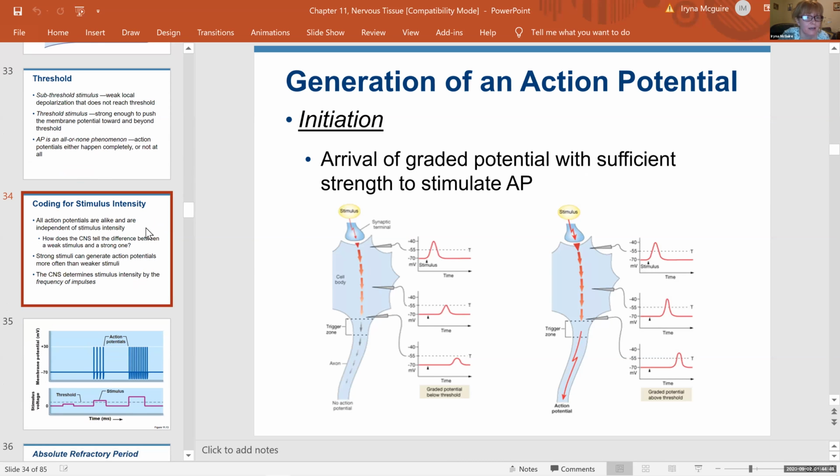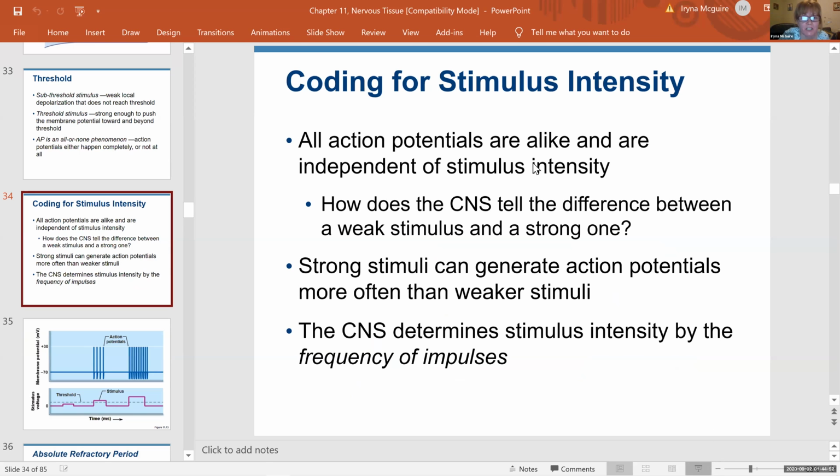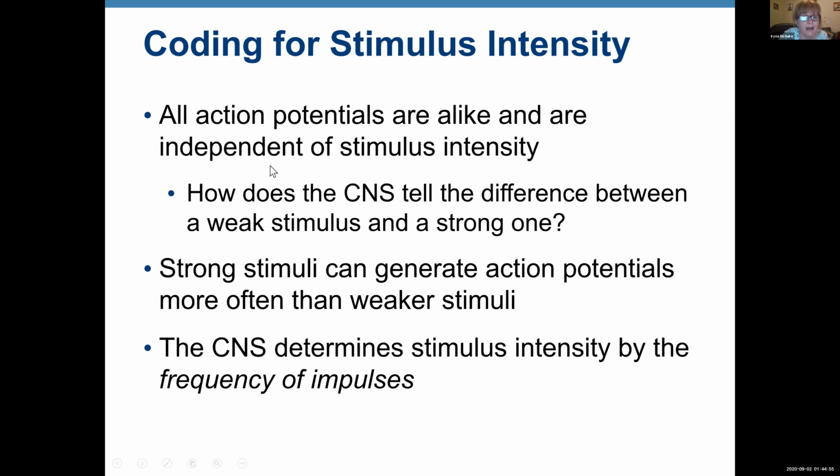Okay. Now, all action potentials are alike, and they are independent of stimulus intensity. Remember, I told you that graded potential depends on how strong the stimulus is. Action potentials are all the same, from minus 70 to plus 30. That's it. It cannot be more or less, right? Your brain receives this action potential, and this is how your brain interprets what kind of stimulus you have. But some stimuli are strong and some are weak.